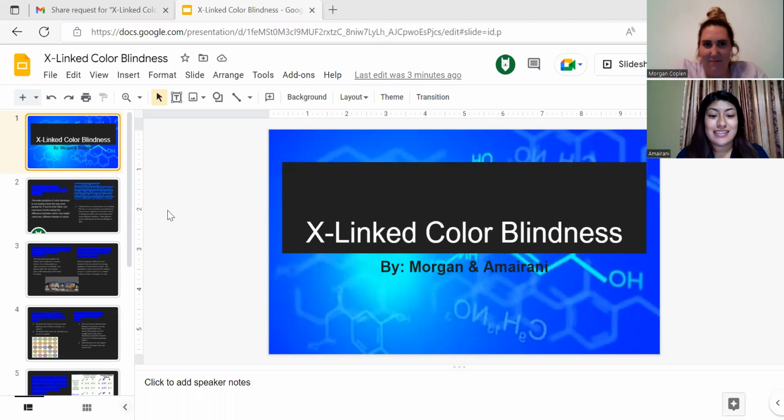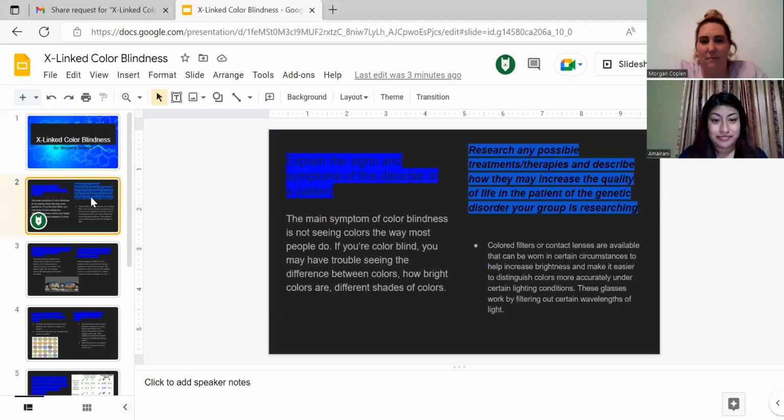Okay, this is our genetic disorder, X-linked color blindness by Morgan and Damirani. Explain the signs and symptoms of this disorder in a patient. The main symptoms of color blindness is not seeing colors the way most people do. If you're colorblind, you may have trouble seeing the difference between colors, how bright colors are, different shades of colors.